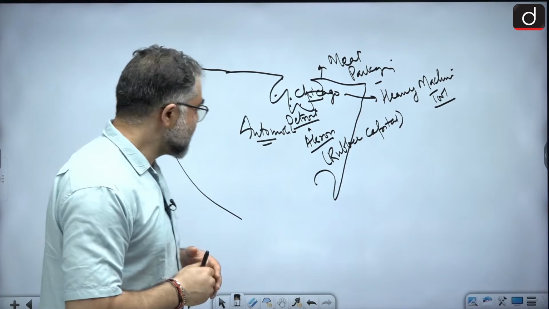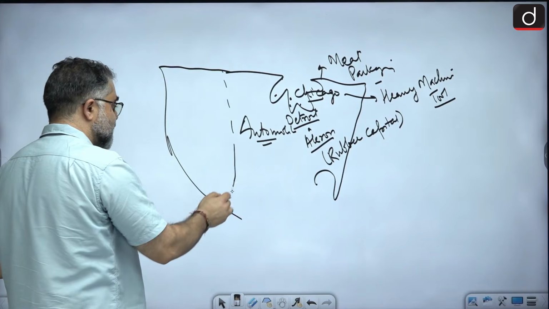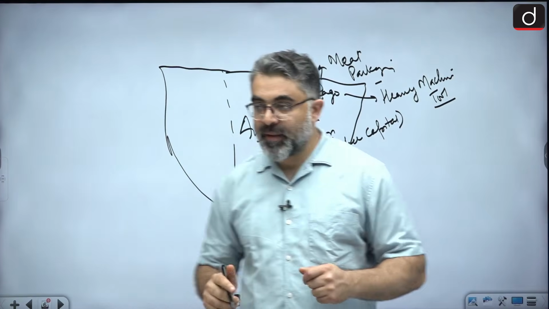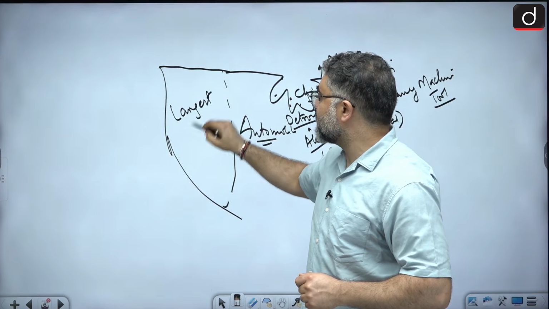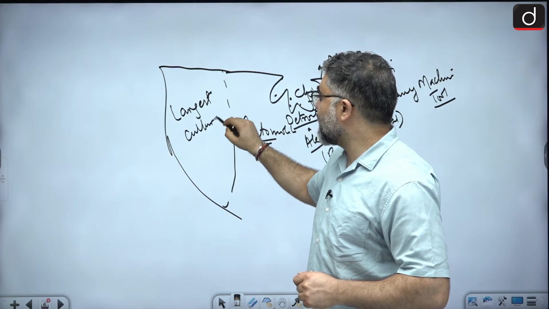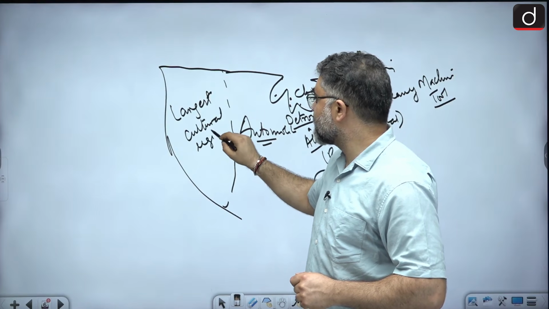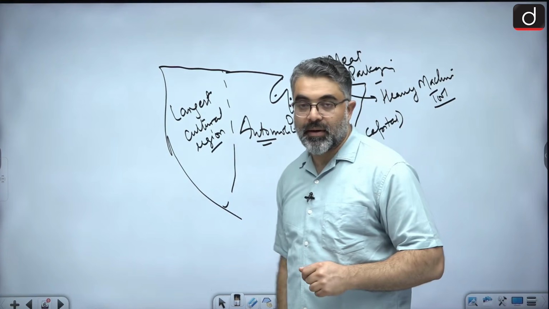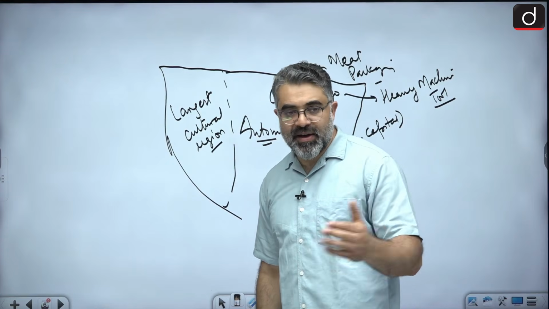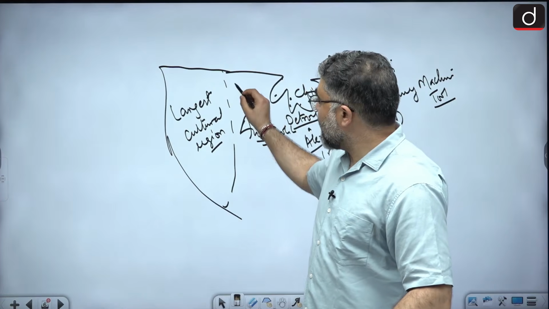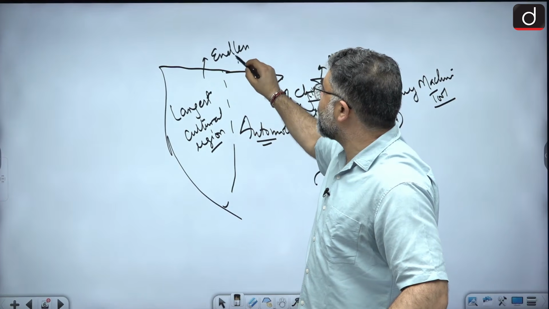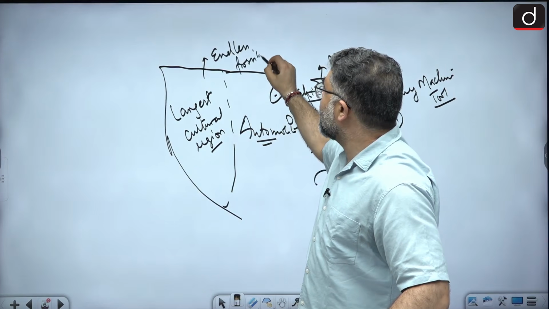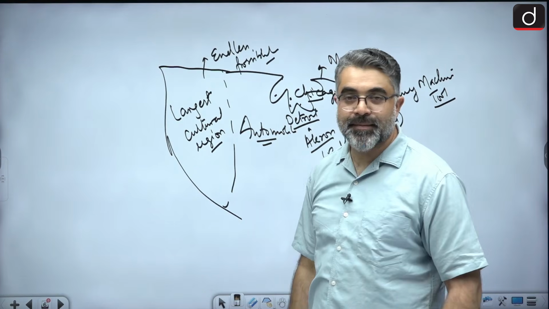Then comes the western part of USA. The western part can be called the largest cultural region. Huge area. But it was considered the land of endless possibilities or endless opportunities.